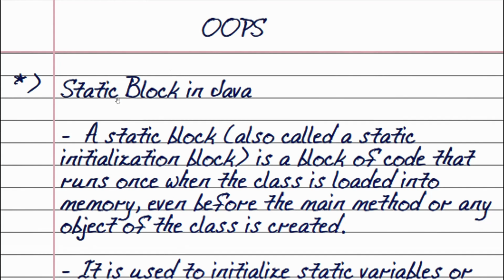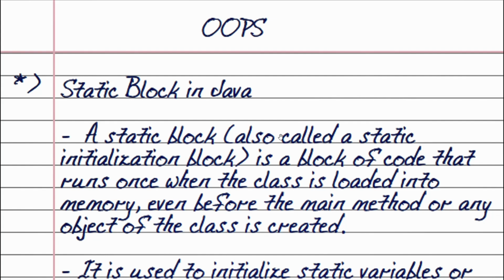In this video we are going to learn about the static block. So let's start. A static block is also called a static initialization block. It is a block of code that runs once when the class is loaded into memory, even before the main method or any object of the class is created.